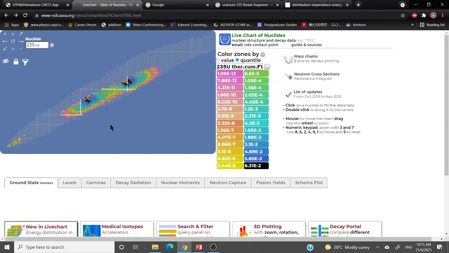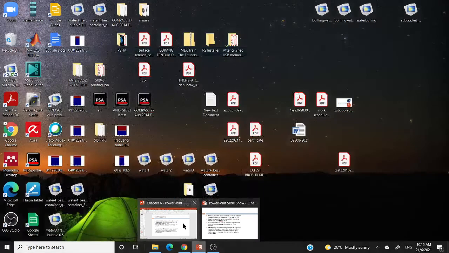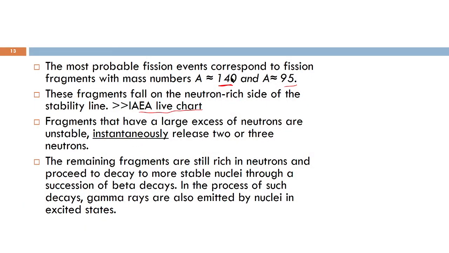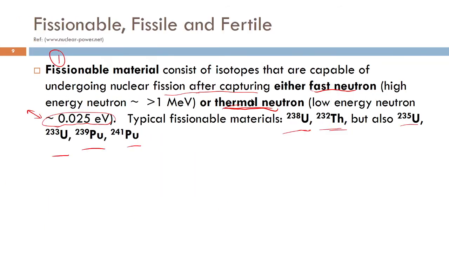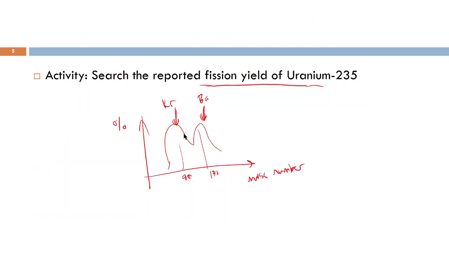So this agrees with the statement here. The most probable, the dominant fission yield corresponds to the mass numbers 140 and 95, about 140. The first peak is A equal to 95. So this is the same as this plot, which is mass number against the yield.